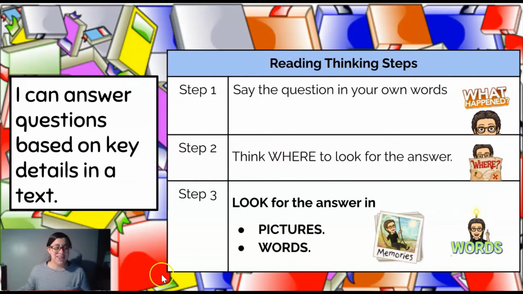To get to our reading thinking job of I can answer questions based on key details in a text, our reading thinking steps are: step one, we're going to say the question in our own words. So I'm going to ask you a question, and then step two, we're going to think where can we look for the answer, and then we're going to spend a lot of time with step three by looking for the answer using the pictures and the words in the text.